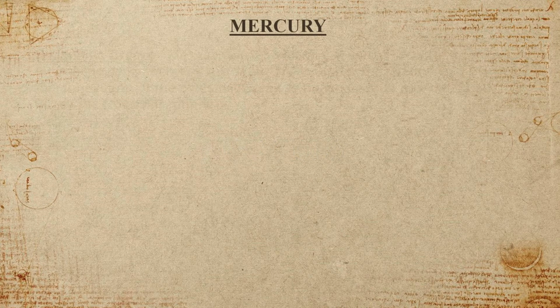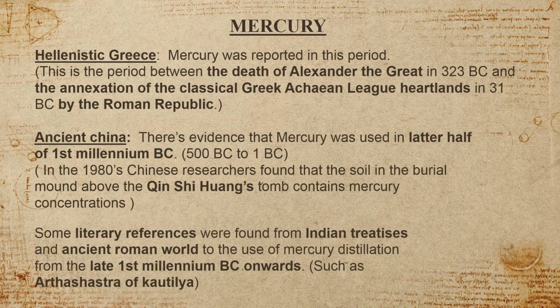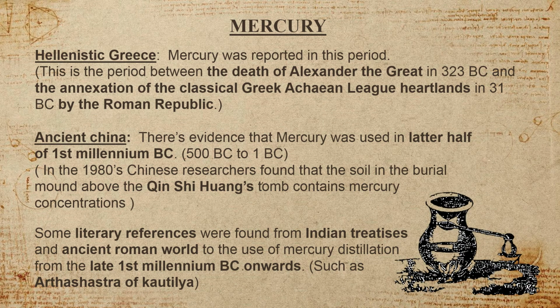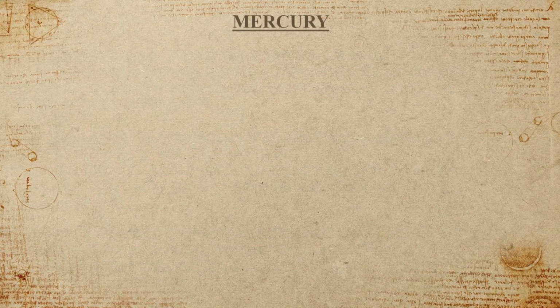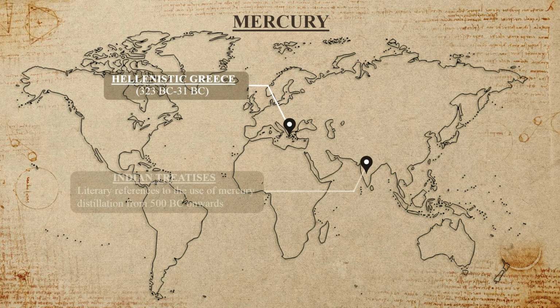Mercury was reported in the period of Hellenistic Greece. There is evidence that mercury was used in later half of 1st millennium BC. In the 1980s, Chinese researchers found that the soil in the burial mound above the Qin Shi Huang's tomb contains mercury concentrations. The map denoting the places of Hellenistic Greece, Indian treatises and ancient China.